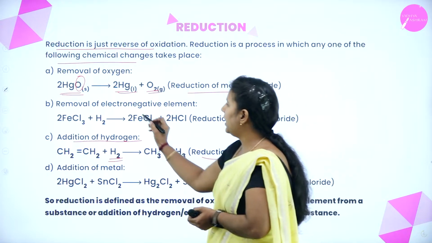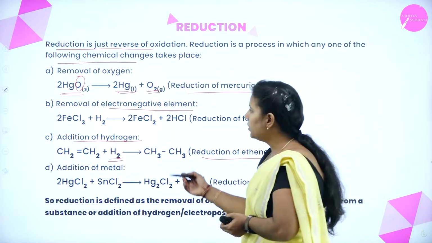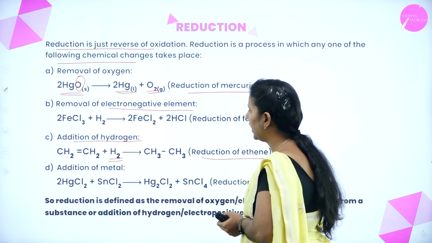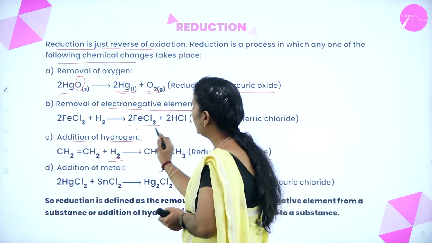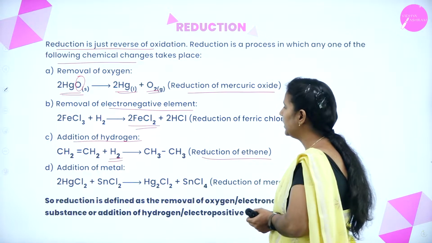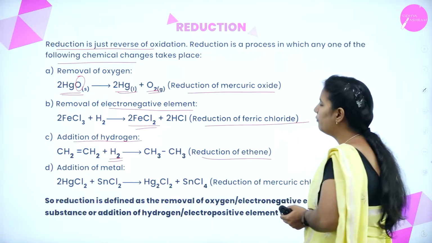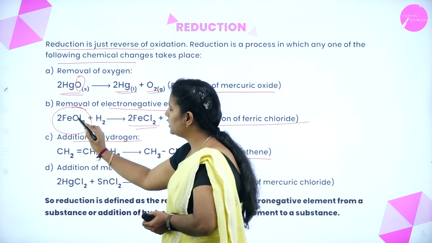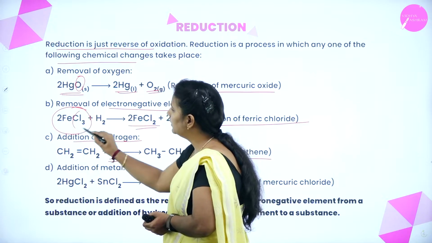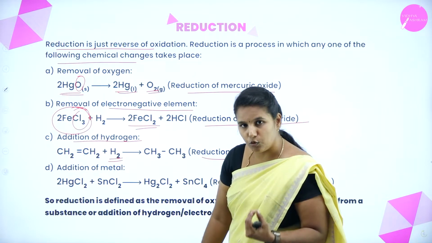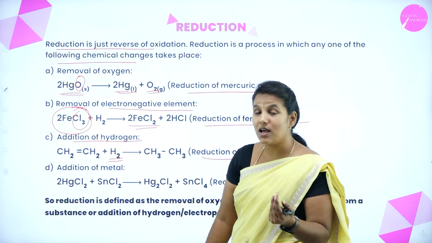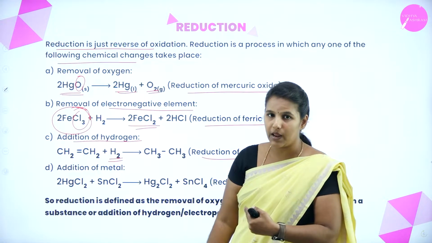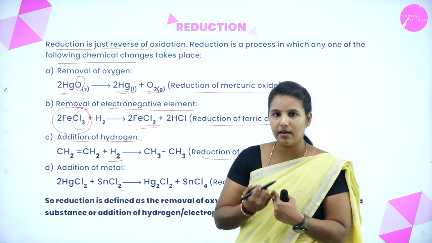In terms of electronegative element, here I have taken ferric chloride, which is allowed to react with hydrogen. It will form ferrous chloride along with HCl. The reduction of ferric chloride takes place. Why does this reduction take place? Because from this ferric chloride, the electronegative element is removed. Is it right? Hence, this is a removal of an electronegative element from the compound. Hence, this is known as reduction.